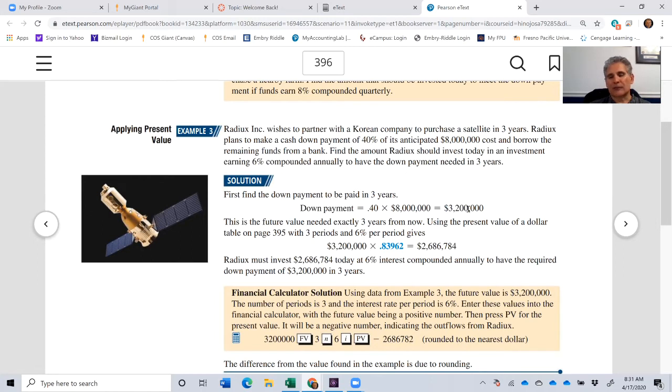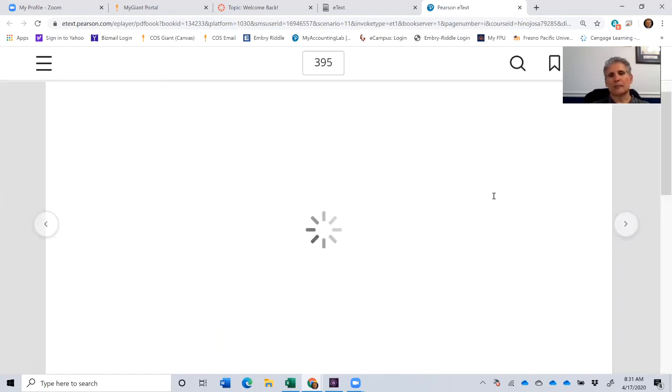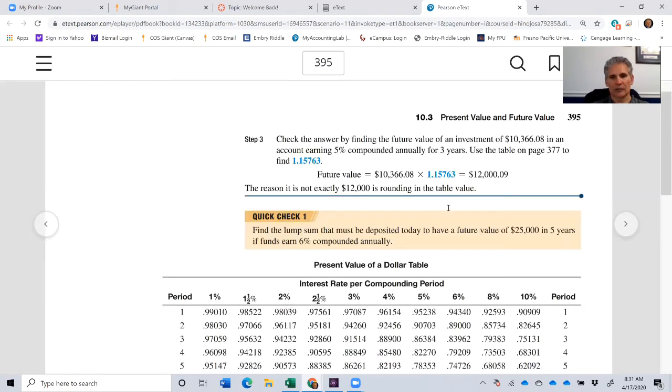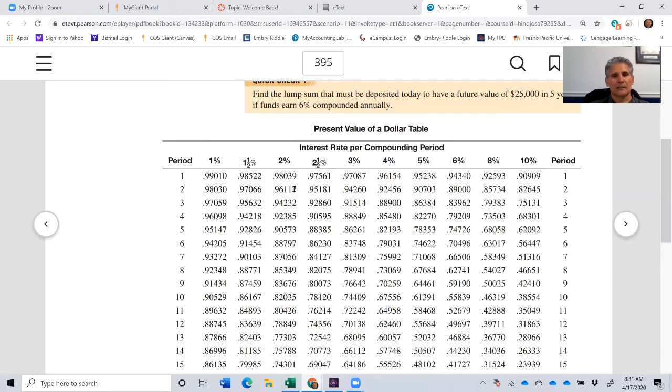Now all we have to do is figure out what the present value is of $3,200,000 in 3 years with a compounded annually rate of 6% or interest rate of 6%. So we'll look at 3 and 6%. Let's go look at the table. We're going to do this one last time. From here on out, you'll know how that works, so you can always go back. 3 years, 6%, 0.83962.